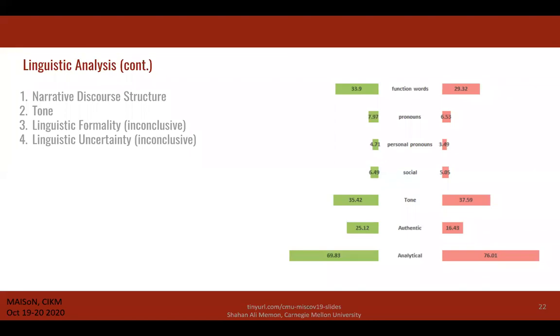In terms of the narrative discourse structure, in the past, we have found that misinformed communities tend to use many more pronouns, which suggests sort of a narrative discourse structure. In this analysis, however, we find that informed users in the COVID-19 discourse use significantly more pronouns, significantly more function words, are much more authentic, and are less analytical. All of these different correlates suggest that informed users use many more narratives than misinformed users.